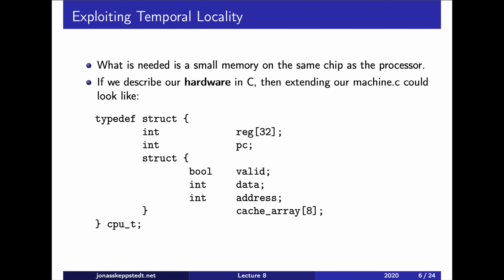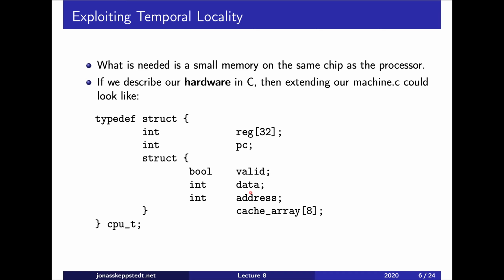So, how can we create hardware that can exploit temporal locality? It's quite easy. This struct is an extension to the CPU that you saw earlier in the file machine.c. The file machine.c had the CPU with only this array of registers and a program counter. Now we add a cache array. This is a very small cache, but that's fine for illustration.